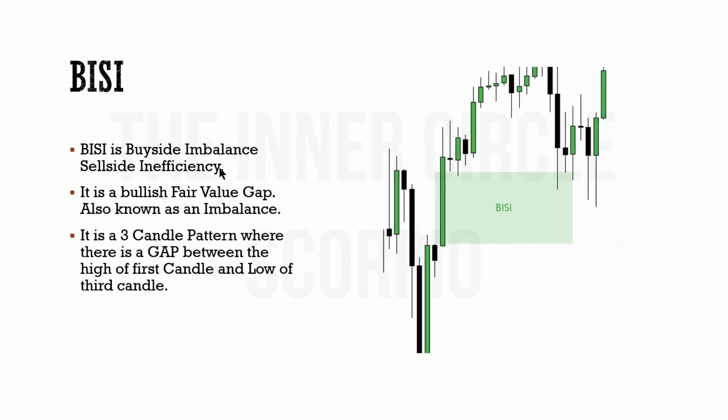FVG, we discussed FVG. Whenever we have a sudden movement up, we make a BISI, which is a buy side imbalance, sell side inefficiency, which means that we had buy side orders, but there were no sell side orders. It's a bullish fair value gap, also known as an imbalance. It's a three candle pattern where the high of the first candle and the low of the third candle makes a gap.